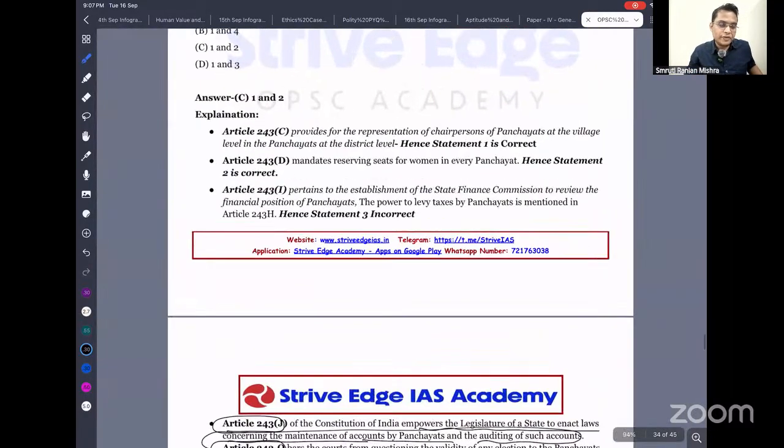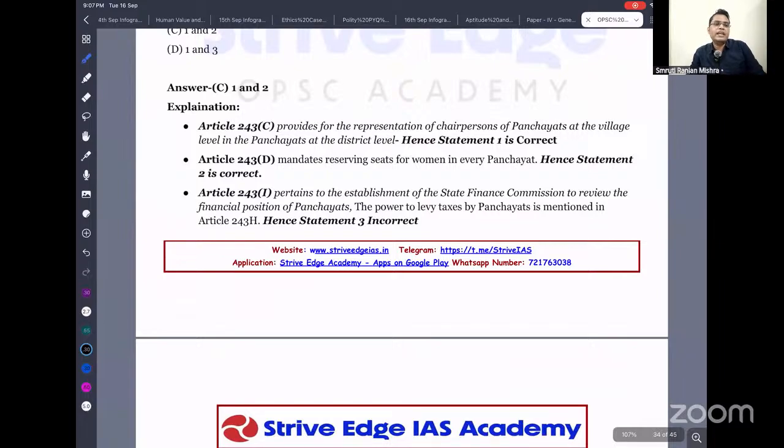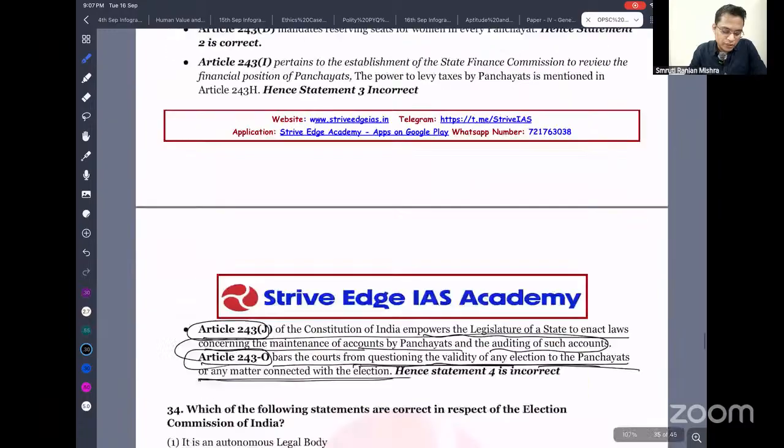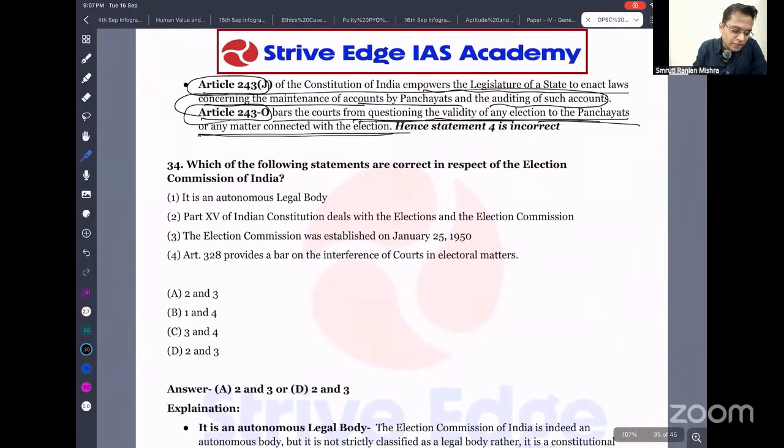So please, OPSC is asking a little bit of detail about these provisions of Article 243. So that is very important. So please be careful. Chaliye, next question.